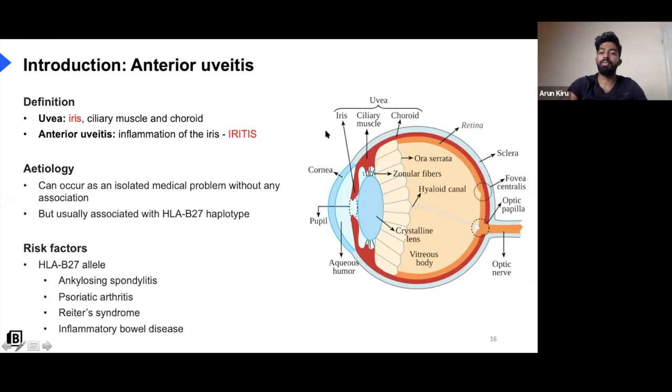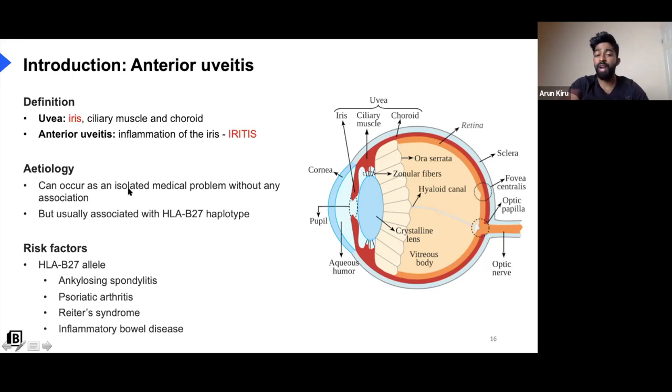So anterior is the front part of the uvea, which is the iris. So it's inflammation of the iris. So it's also called iritis. Be aware of that. They may put that in your MCQs. Iritis is anterior uveitis, because we now understand that anterior uveitis means inflammation of the iris.